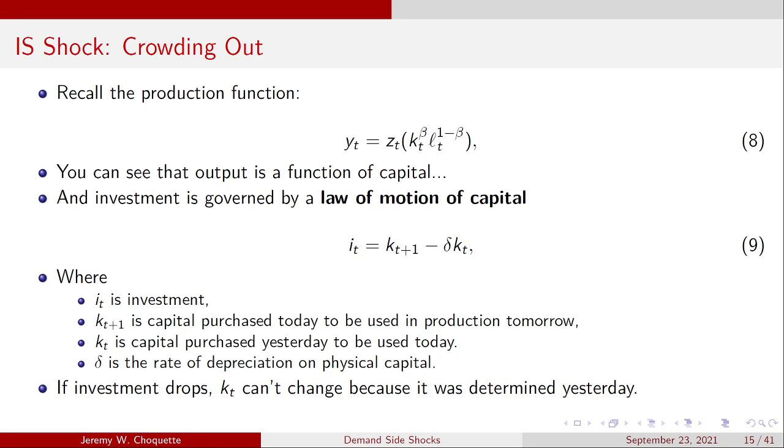Investment drops, though. KT can't change because it was determined yesterday, because KT was purchased yesterday to be used today. That's why I said GDP isn't going to change this period if there's some shock to something. It doesn't get to change this period because the amount of existing capital is just there. That's just what it is. However, what will change GDP is if we change how much capital we purchase today. So KT plus 1, it's being bought today, but it's not actually being delivered and implemented until the next period.